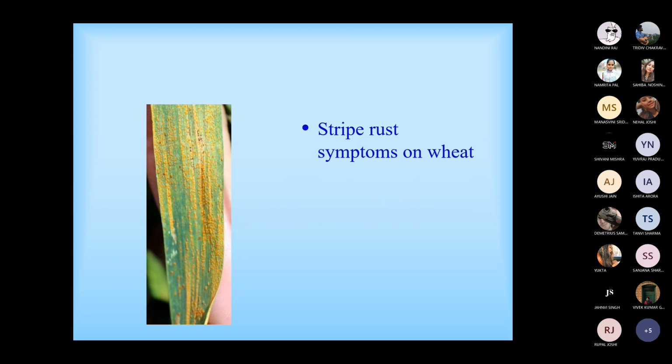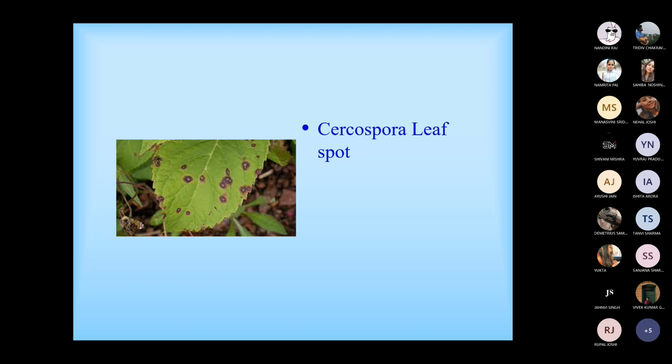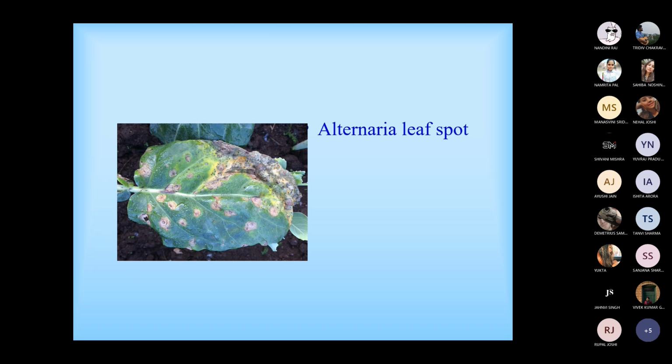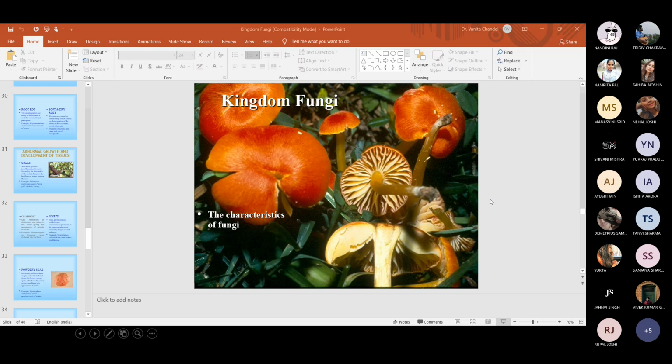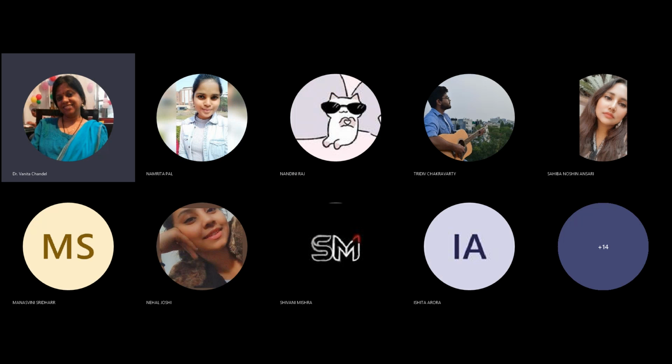These are again some examples like stripe rust symptoms on the wheat. These are the Septoria leaf spot. Septoria leaf spot of chrysanthemum is a very common disease. It causes leaf spots on vegetables also. Then Cercospora leaf spots, they look like this. Then Alternaria leaf spots, they look like this. So basically these are the common symptoms which are being caused by the fungi on the plant, and you need to remember this. You need to check out these symptoms.